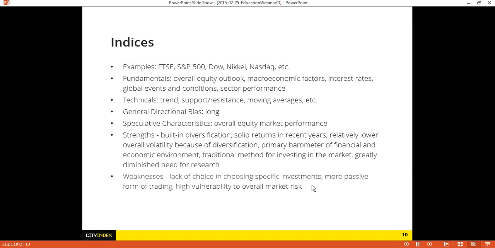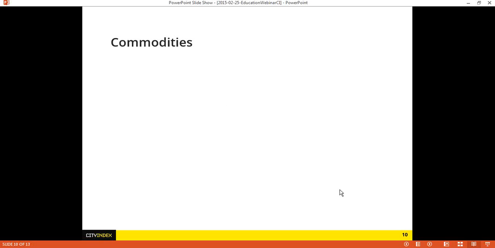Weaknesses: lack of choices when choosing specific investments. Also, there's only a handful of indices that you could trade. That could be a good thing or a bad thing. It's a more passive form of trading, and it has high vulnerability to overall market risk. Now, commodities. Examples: gold, silver, crude oil, natural gas, etc.